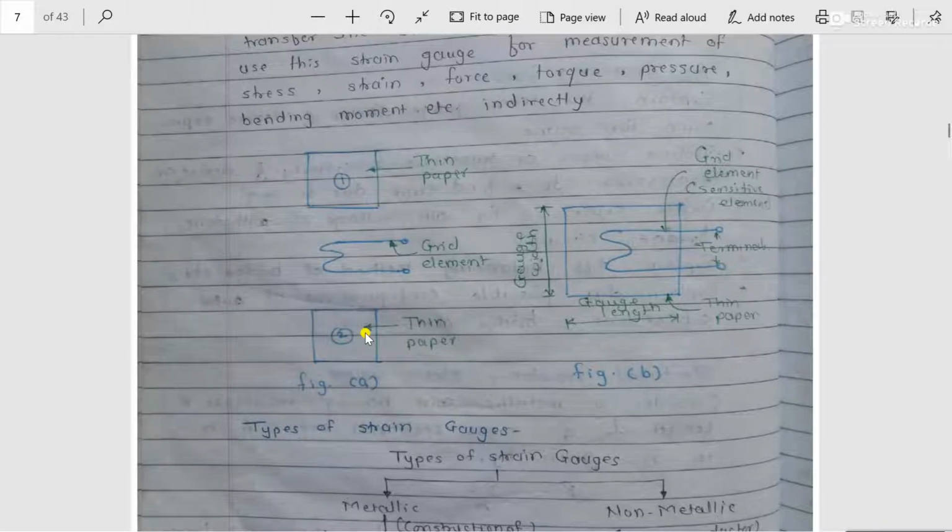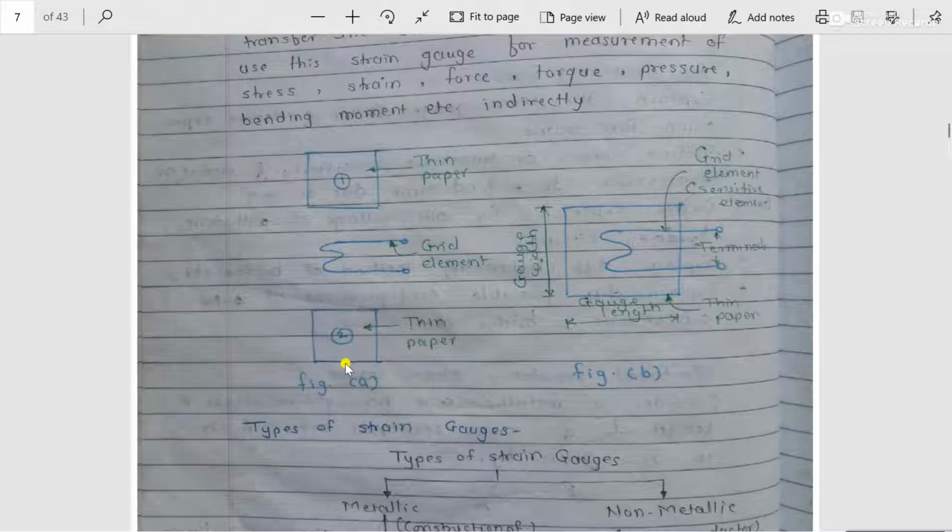First reason is that due to those thin papers, this grid element is protected from the environmental conditions. Whatever the environmental particles are there, dust particles, water particles, if those water particles or environmental contaminants come in contact with this grid element, it will affect its resistance value and create error during the measurement. So to protect this grid element from the environmental conditions, these two thin papers play a very important role.